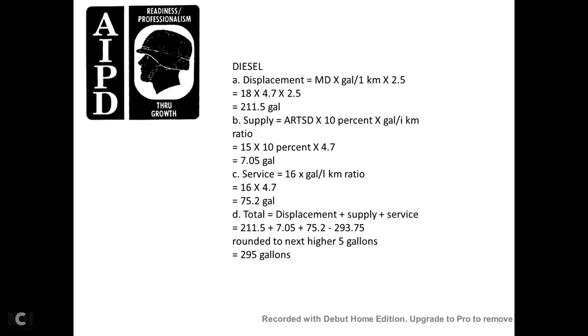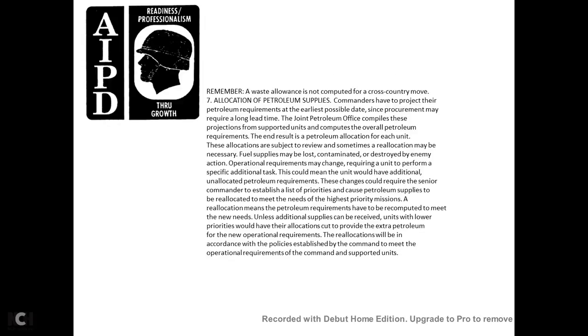Diesel displacement is MD times the gasoline-per-kilometer ratio of 2.5. 18 times 4.7 times 2.5 is 211.5 gallons. Supply is RTSD times 10% times the gallon-per-kilometer ratio: 15 times 10% times 4.7 equals 7.05 gallons. Service is 16 times the gallons-per-kilometer ratio: 16 times 4.7 is 75.2 gallons. Total displacement, supply and service: 211.5 plus 7.05 plus 75.2 equals 293.75, rounded to the next higher 5 gallons, 295 gallons. Remember, a waste allowance is not computed with the cross-country move.